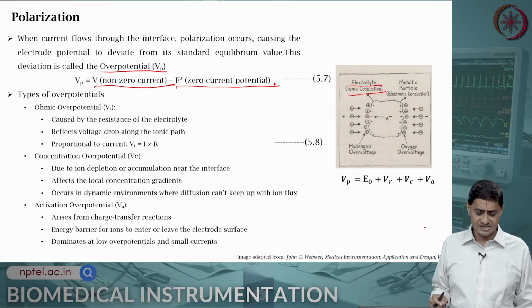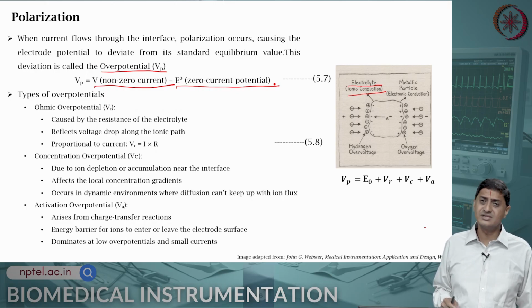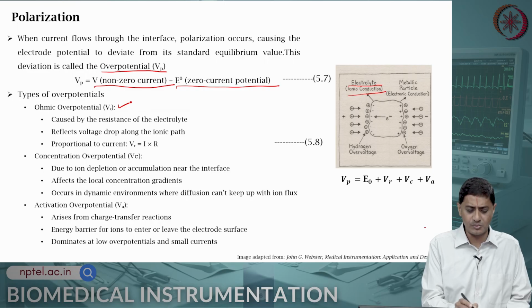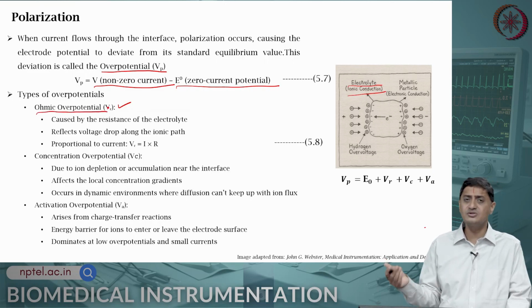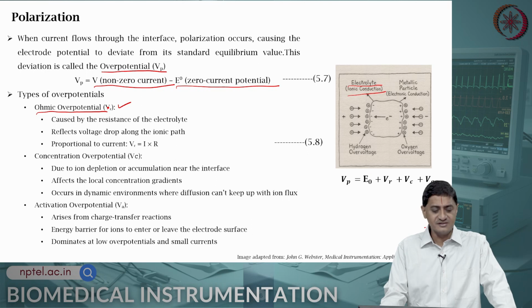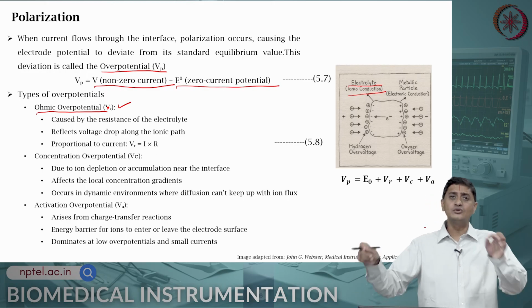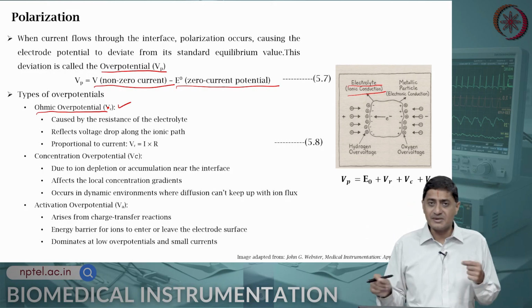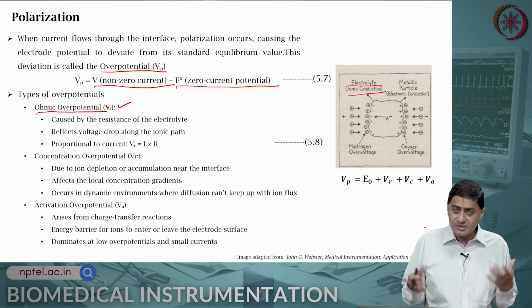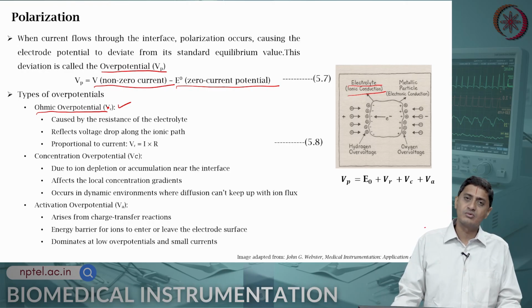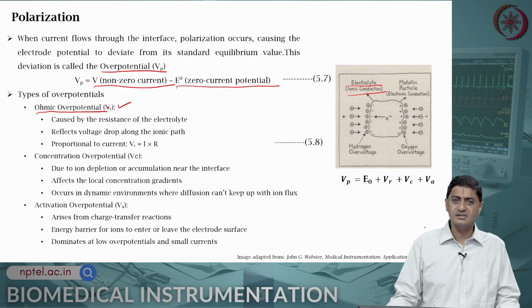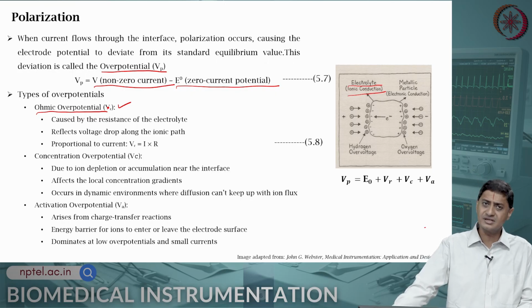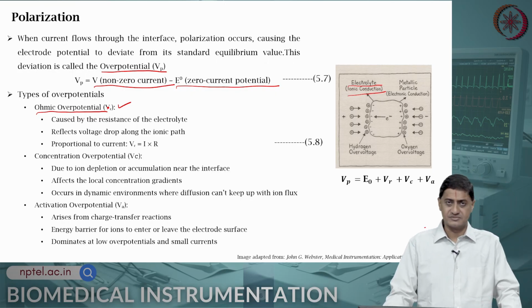It turns out that over potential itself can be classified into 3 types. One is called the ohmic over potential. This is essentially due to the resistance offered by the electrolyte. If I take 2 points within the electrolyte and measure the voltage drop between them, what I measure is essentially the ohmic over potential. This is the voltage drop along the path of conduction. This is similar to Ohm's law. It is proportional to the current. More the current, more will be the potential drop.